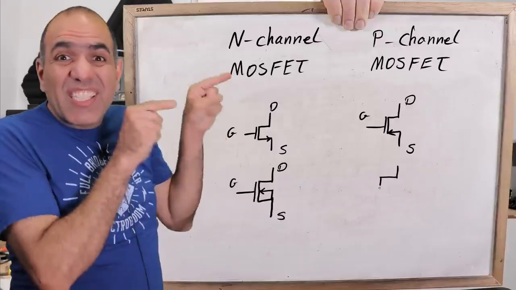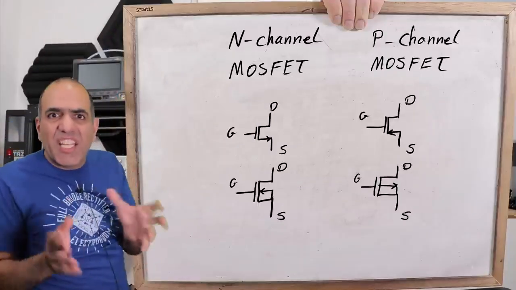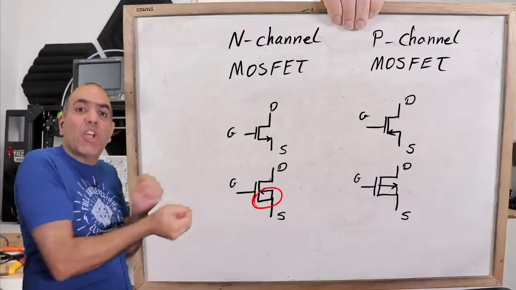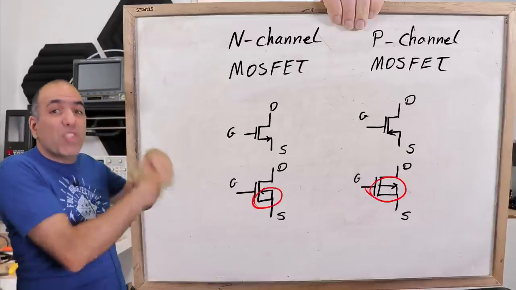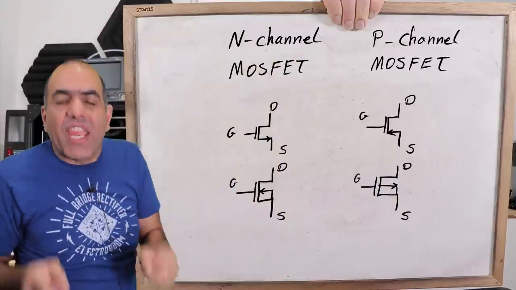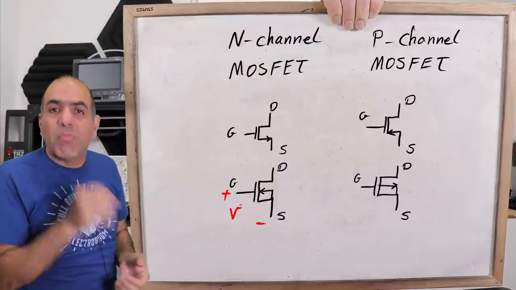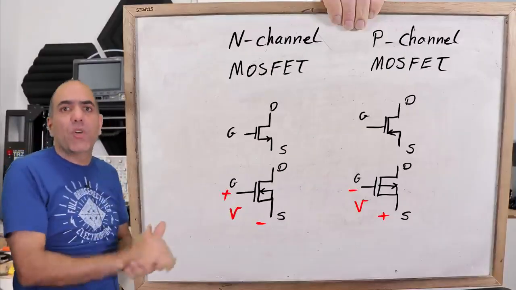Anyway, the new updated symbols are a bit more confusing, but at least they also show the substrate tied to the source terminal, so you know what you're dealing with. Not sure what the arrow symbolizes. Anyway, N channel requires a positive gate source voltage to turn on, and P channel a negative gate source voltage.